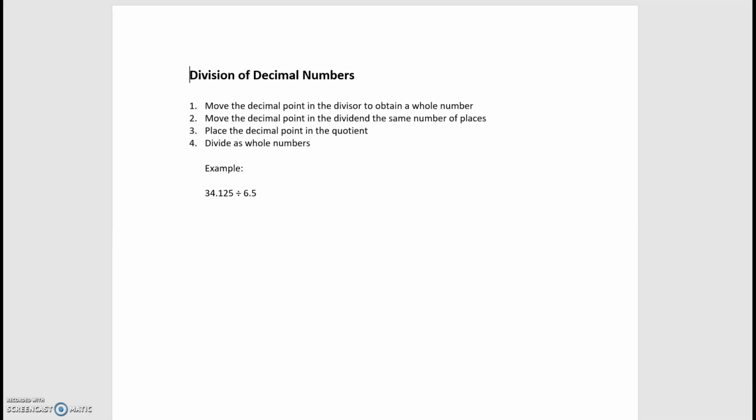Division of decimal numbers. Instructions. Move the decimal point in the divisor to obtain a whole number. Move the decimal point in the dividend the same number of places. Place the decimal point in the quotient and divide as whole numbers.